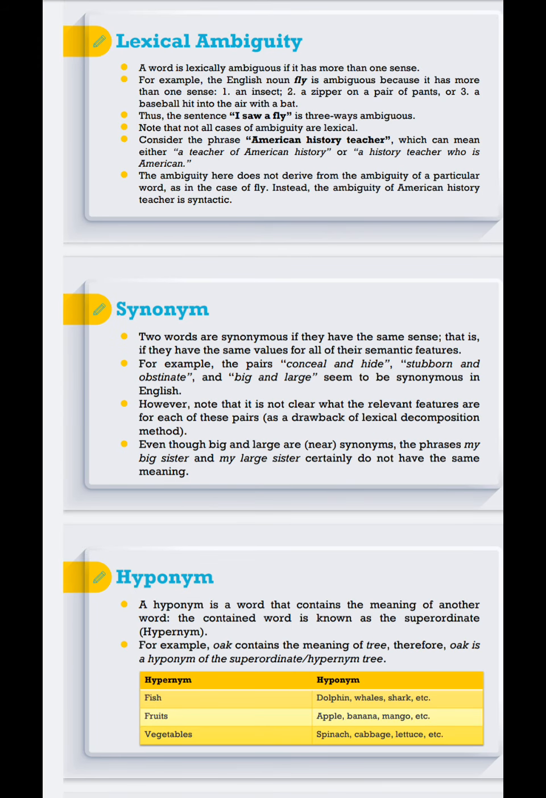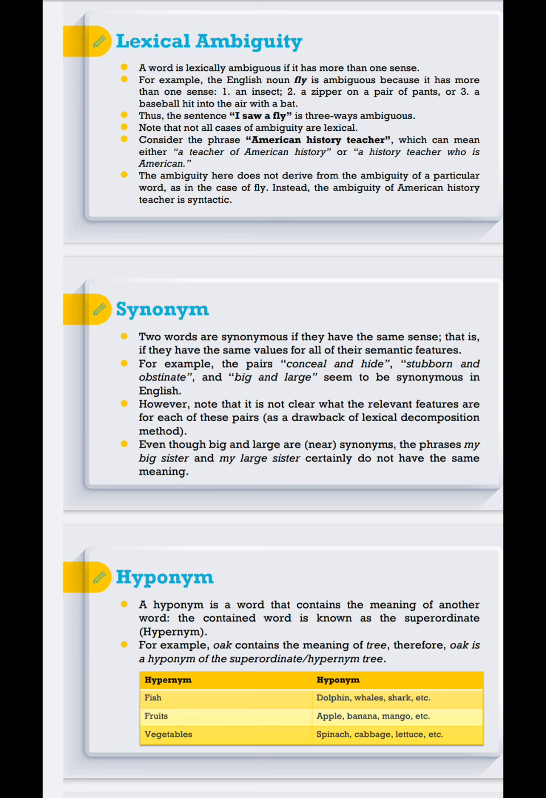Okay, we continue to lexical ambiguity. A word is lexically ambiguous if it has more than one sense. For example, the English noun fly is ambiguous because it has more than one sense. First, an insect. Second, a zipper on a pair of pants. Or third, a baseball hit into the air with a bat. Thus, the sentence "I saw a fly" is three ways ambiguous.